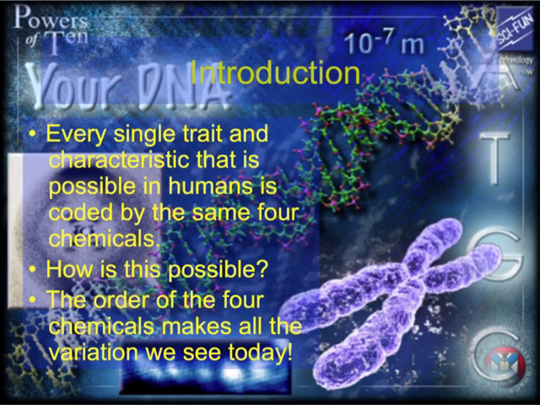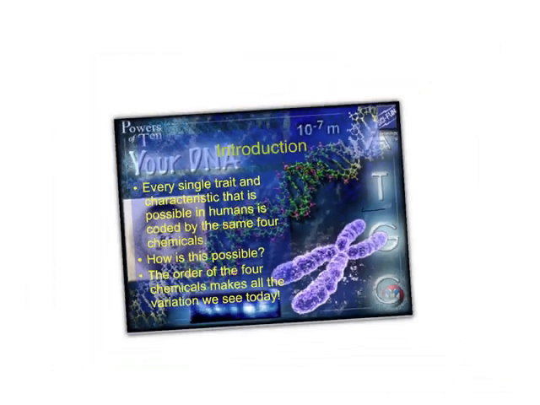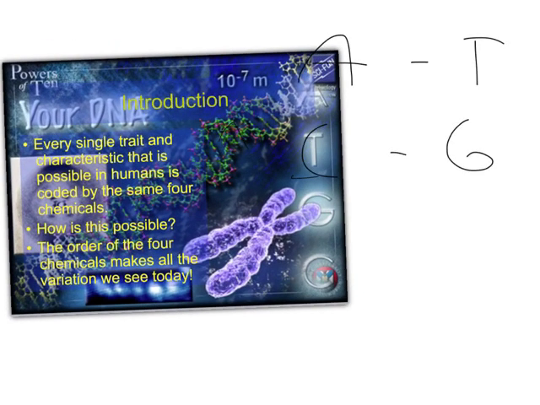When you think about everything that makes us who we are, our hair color, eye color, all those things, it's all made possible by DNA, and it's coded by the same 4 chemical letters. We learned that in class to be A, T, C, and G. And those 4 things allow us to be who we are.